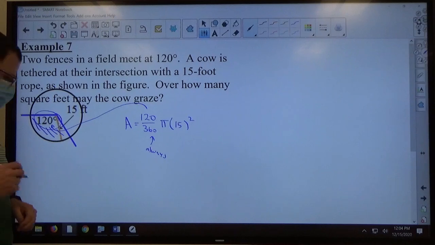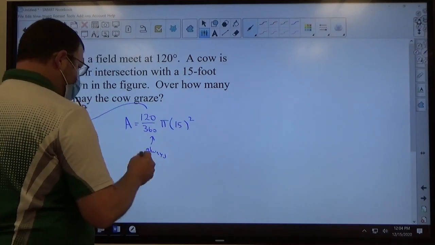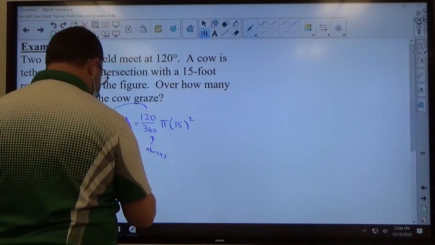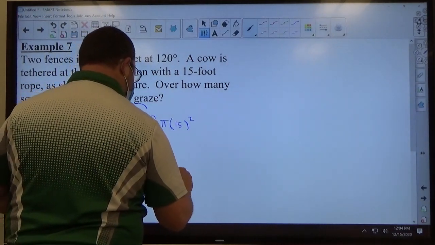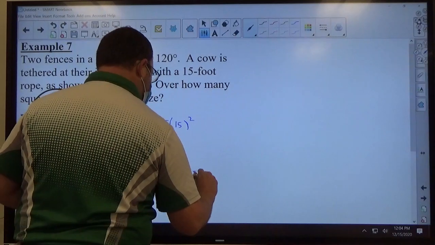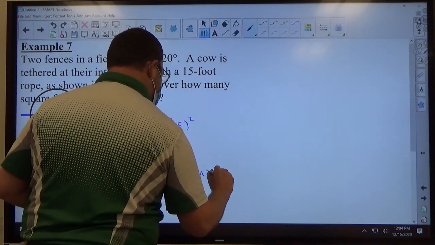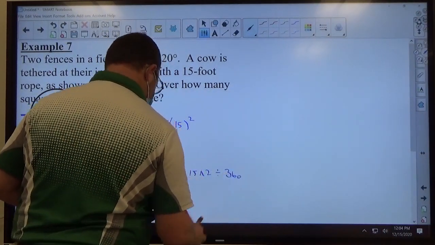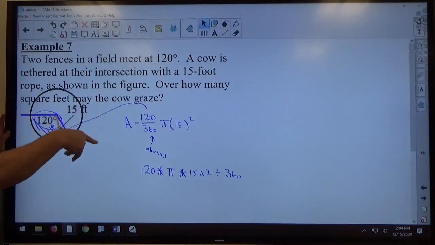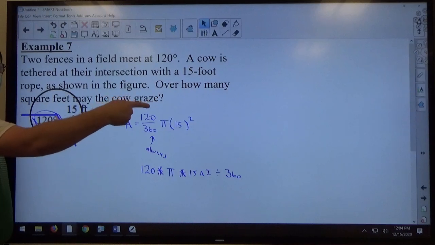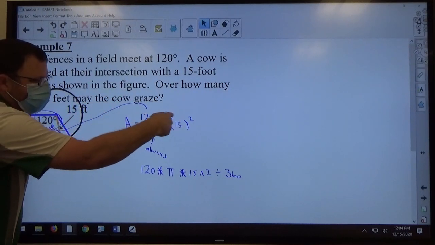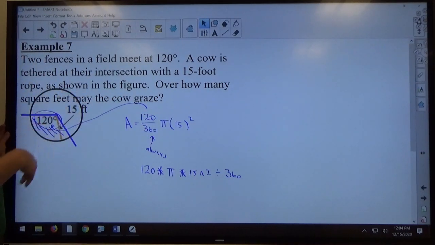Okay, and as far as the calculator is concerned here, if I type this into the calculator, it's going to look like this: 120 times pi times 15 squared divided by 360. The divided by 360, I just do last. I could do it right off the bat, 120 divided by 360 times pi, whatever. But all this stuff's being multiplied. That's the only thing being divided. I usually just put that at the very end.